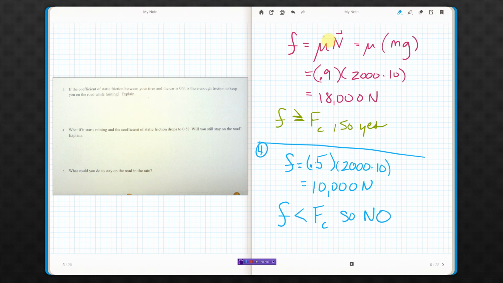There are two things. I need the friction to be greater than the centripetal force. So either I've got to raise the friction, or I've got to lower the centripetal force. Raising the friction is kind of impossible, because to do that I need to either up the coefficient of friction or up the normal force, neither of which is really in my control when I'm out driving. So what I need to do is decrease the centripetal force necessary.